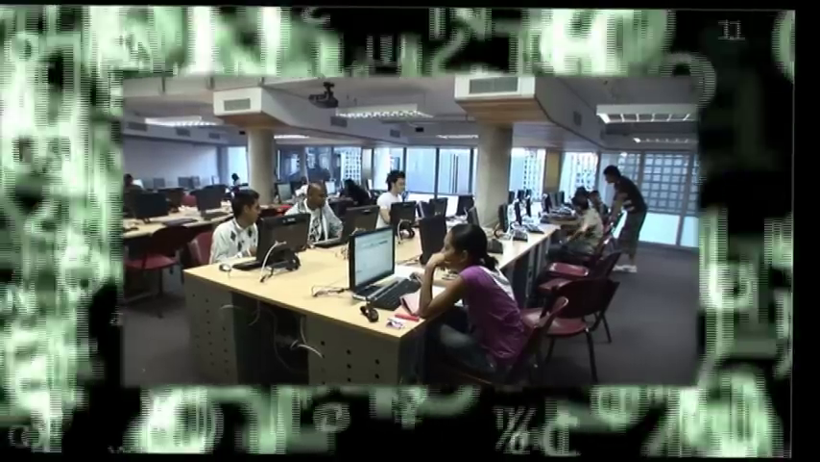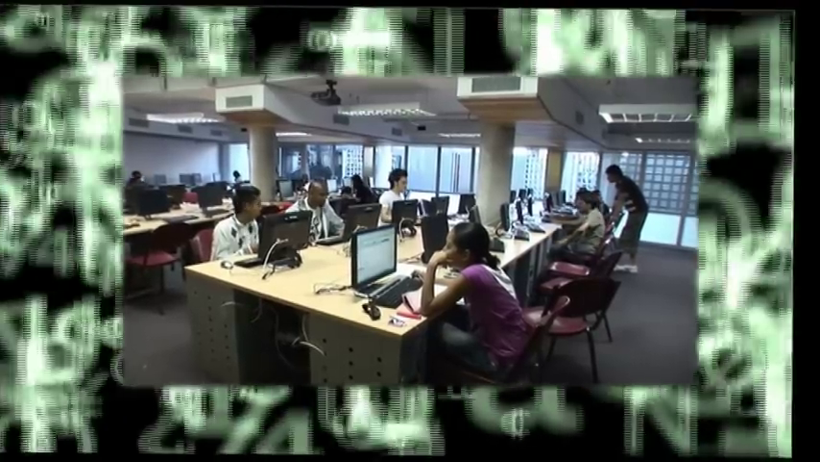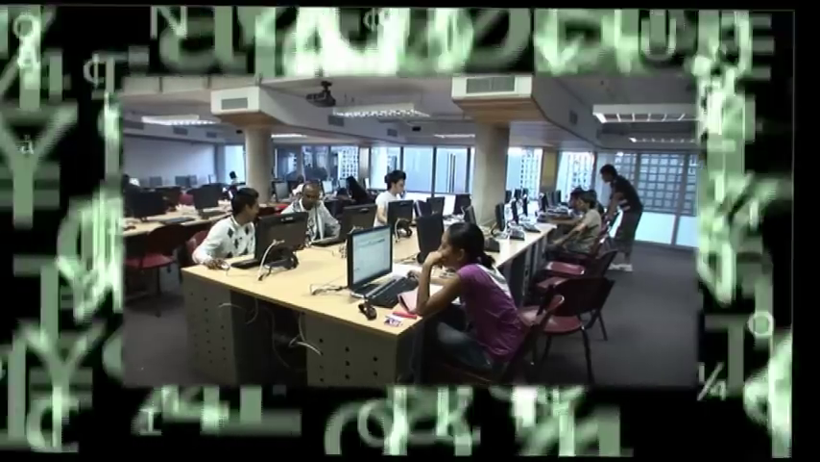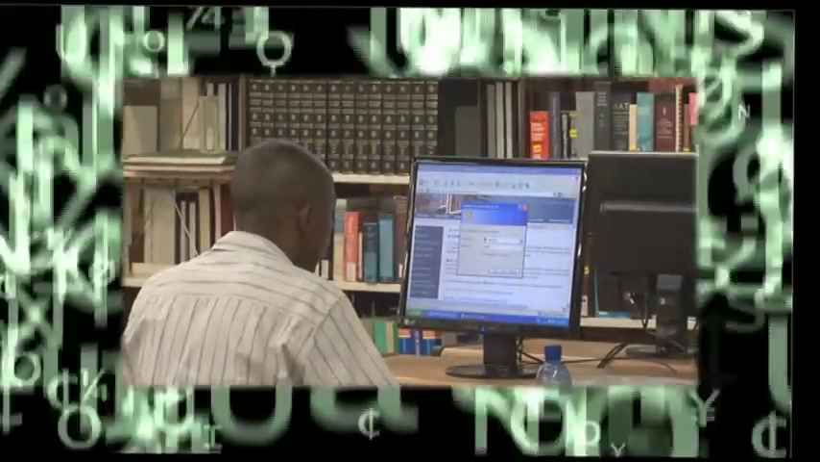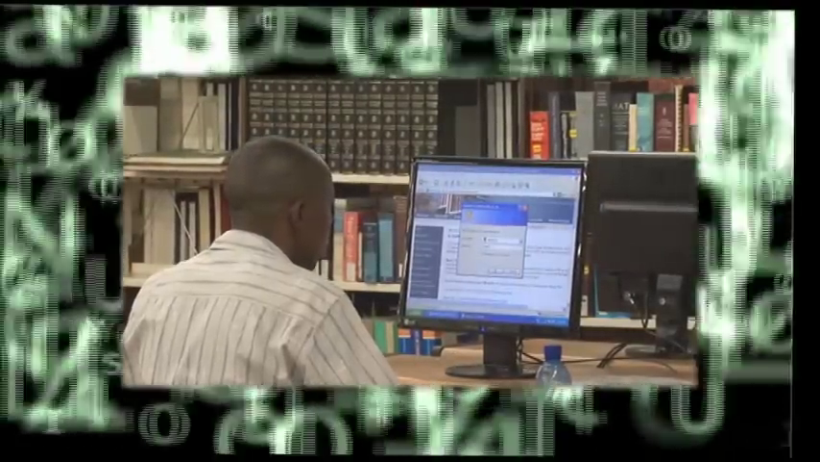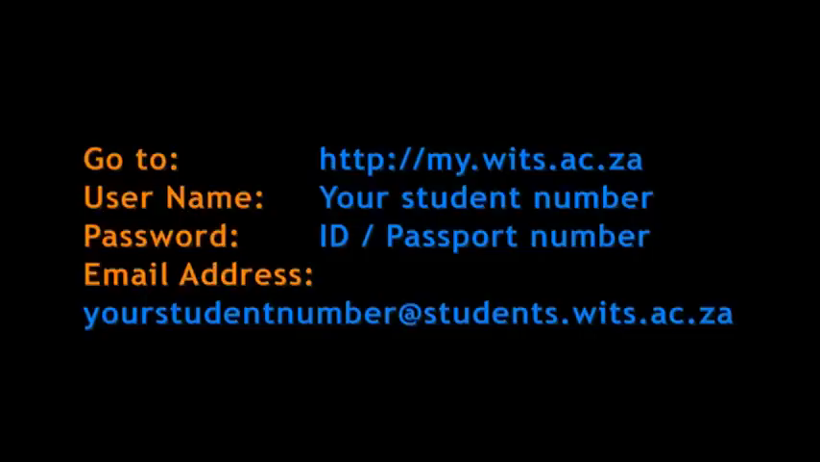After enrollment, all students get a Wits student email address. All correspondence from faculty, including enrollment and end-of-year results, are sent to this address. It is important for students to check their emails on a weekly basis. To log in, go to my.wits.ac.za. Username, your student number. Password, your South African ID number or your passport number. Email address, your student number at students.wits.ac.za.